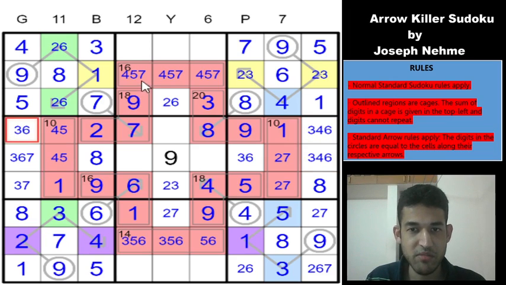Okay, the Sudoku is not immediately falling, guys. You'll see that we have resolved all the cages and the arrows, but still it has some bite inside that. Okay, so 4, 6, 9, 7 and 8. So remaining digits in box Y are 1, 2, 3, 5.